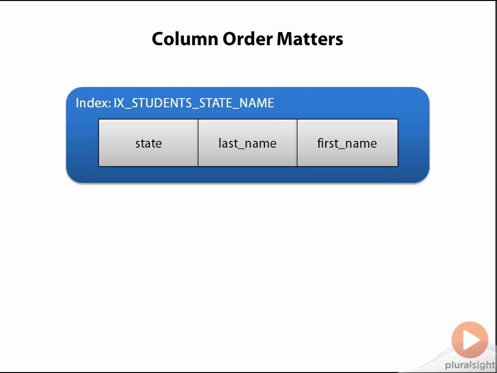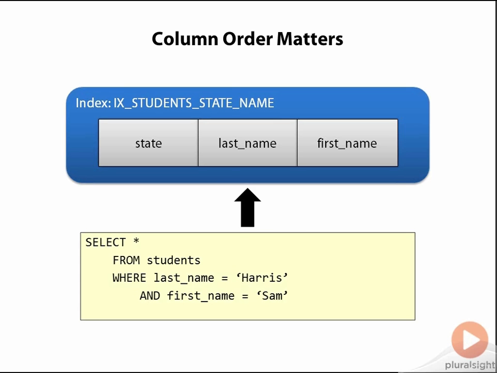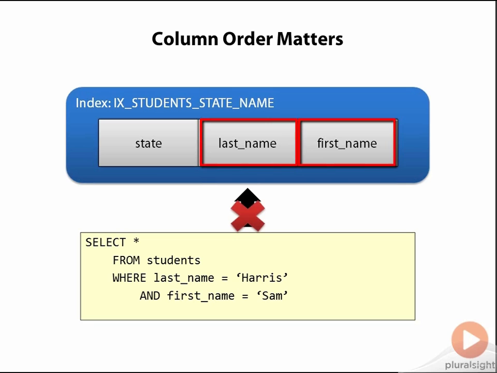The first column listed is state, so this is what is known as the leading edge of the index. And Oracle will only consider using this index if the leading edge of the index, in this case the state column, is included as a condition in the driving operation, whether that be a where clause or a join condition. So if we have the following SQL statement, we see that we have a where clause that contains conditions for the last name and first name, which are both columns in the index, but it does not contain a condition for the state column. And since the state column is the first column or leading edge of the index, Oracle will not consider using this index to perform this query.